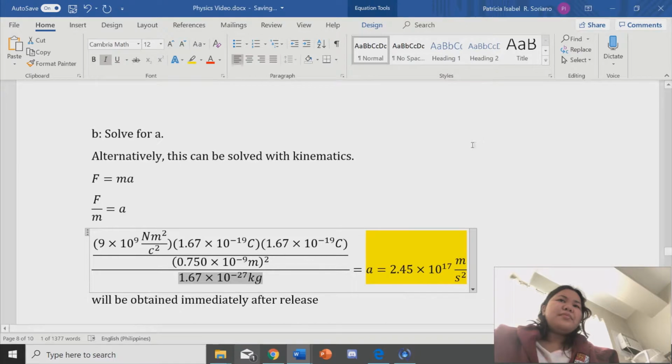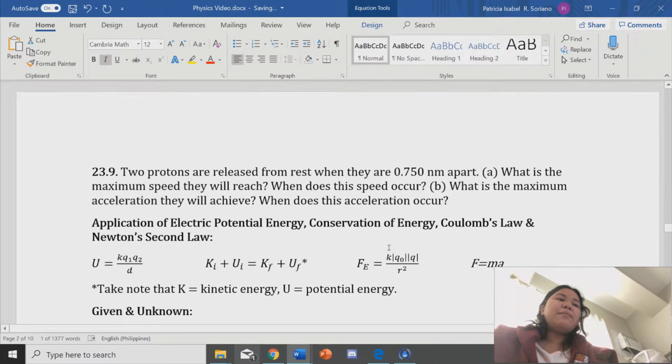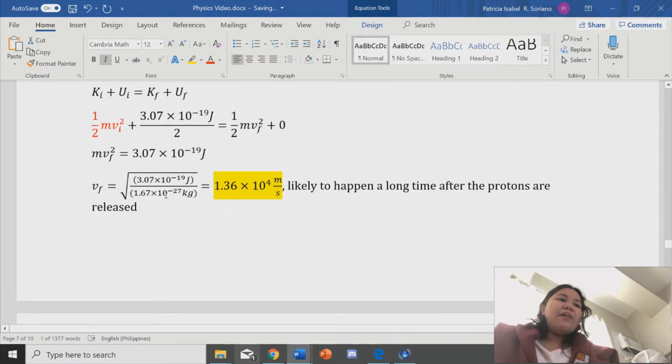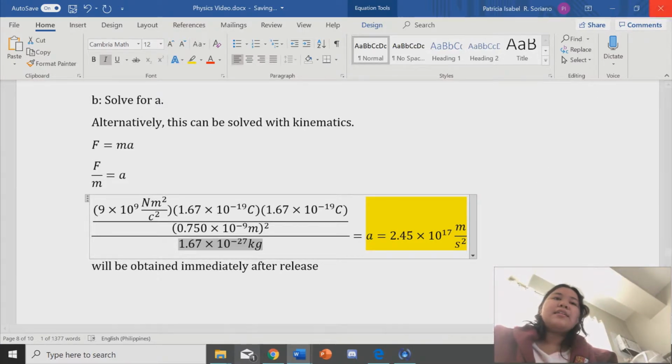So that's it for our solution for 23.9. Again, this is our final velocity rather, 1.36 times 10 raised to 4 meter per second, and this is our acceleration, 2.45 times 10 raised to 17 meter per second squared.